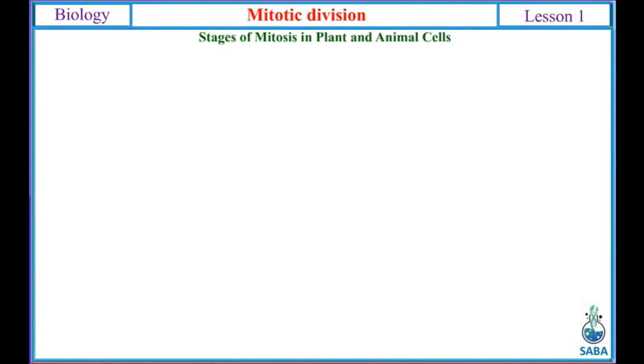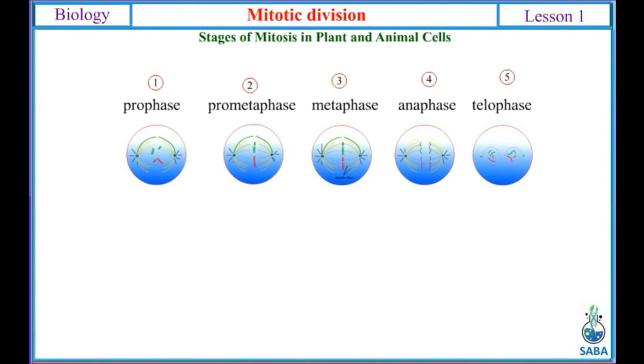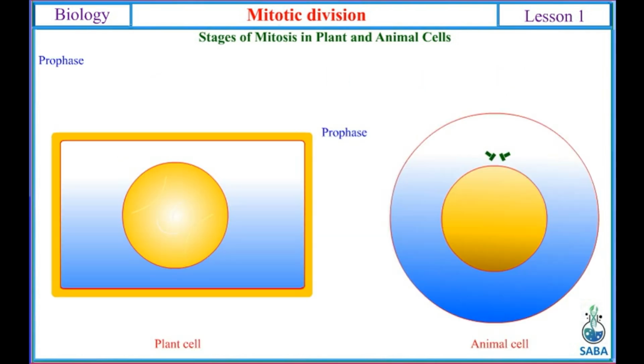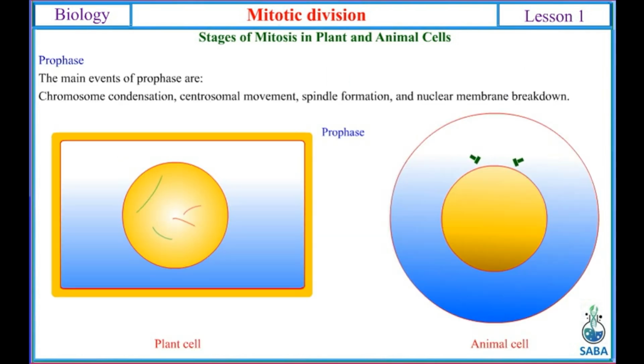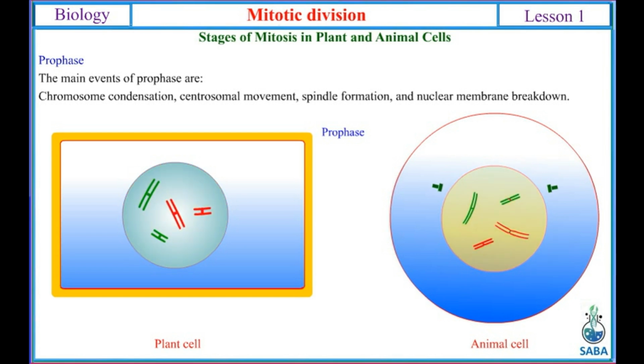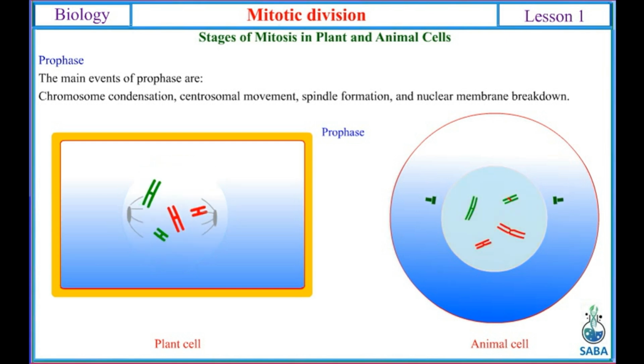Stages of mitosis in plant and animal cells: prophase, prometaphase, metaphase, anaphase, telophase. Prophase. The main events of prophase are chromosome condensation, centrosome movement, spindle formation, and nuclear membrane breakdown.